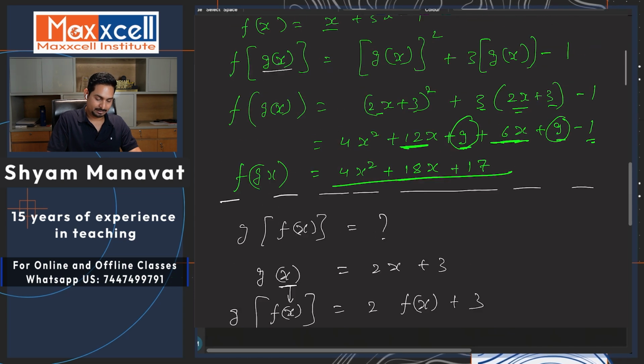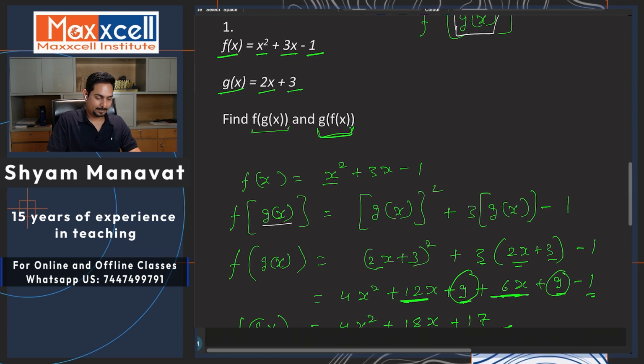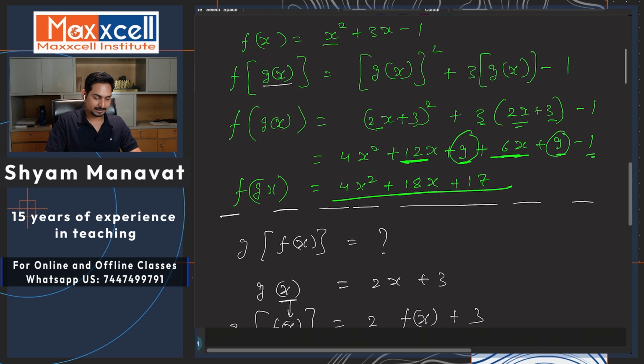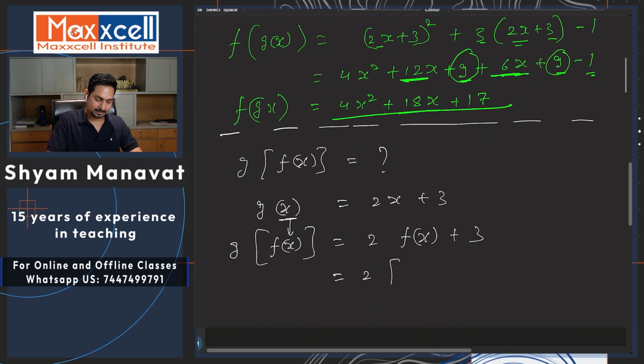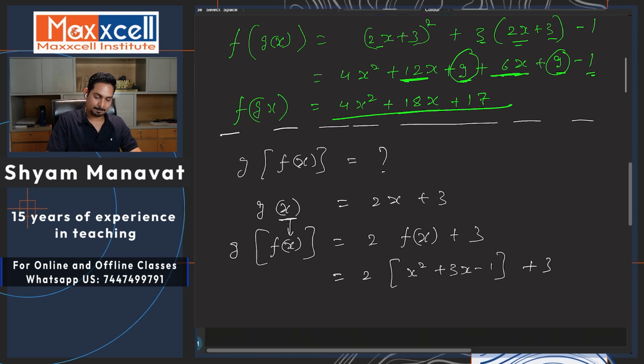अच्छा, f of x का वैल्यू कितना है? बताओ f of x वैल्यू कितना है? That is x square plus 3x minus 1. That is x square plus 3x minus 1 plus 3.